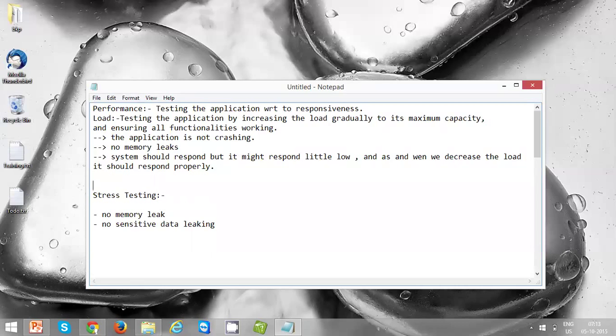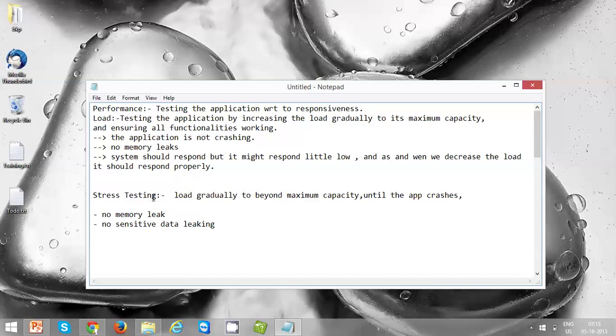It's the same as load testing, whereas in stress testing we'll be increasing the load gradually beyond its maximum capacity until the application crashes. This is one kind of stress testing.